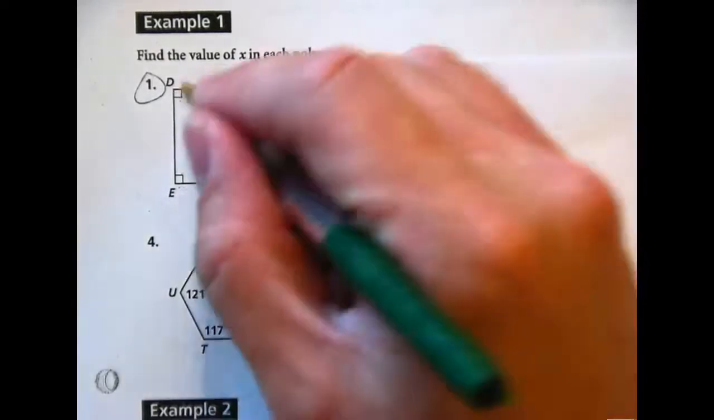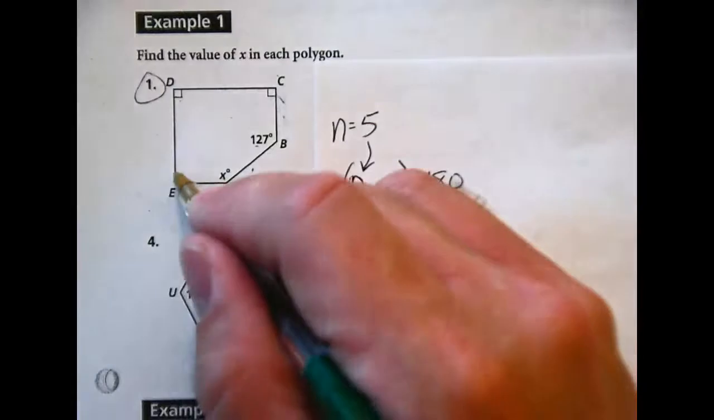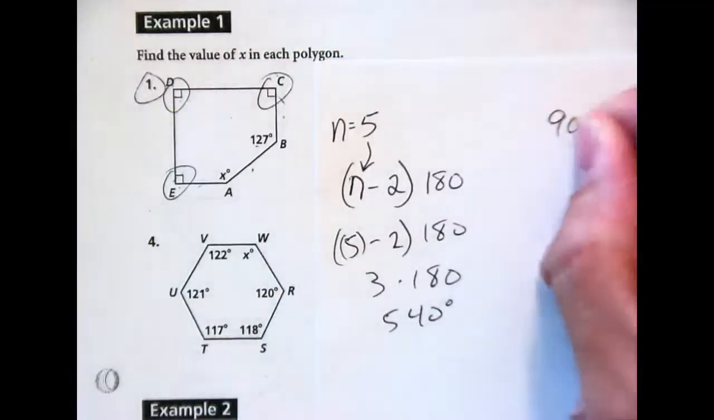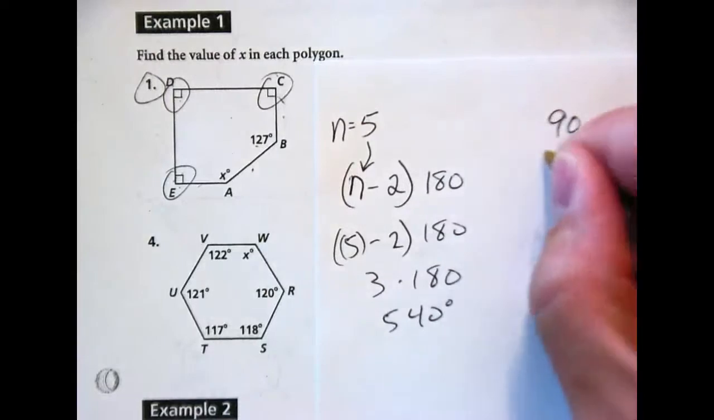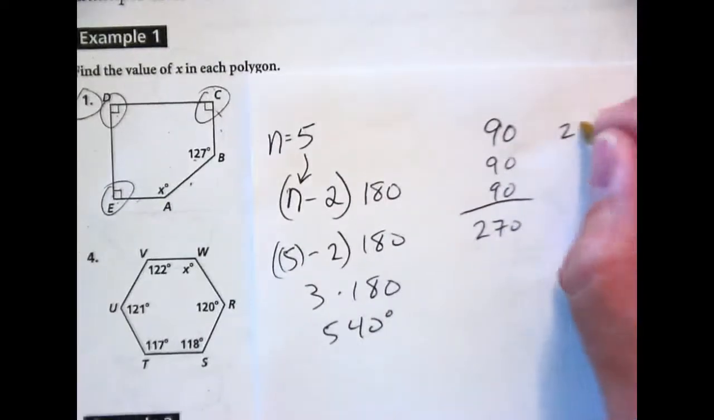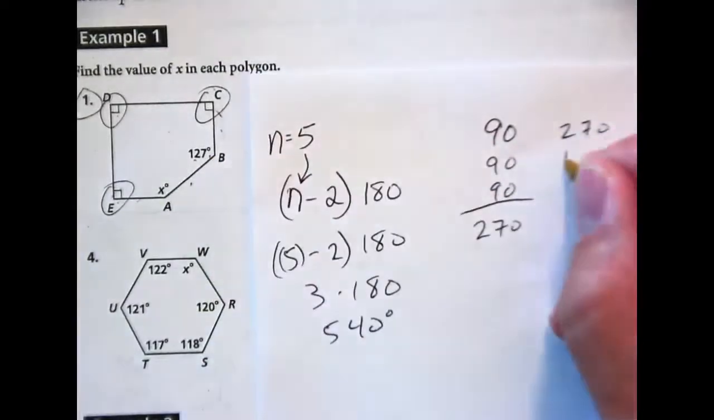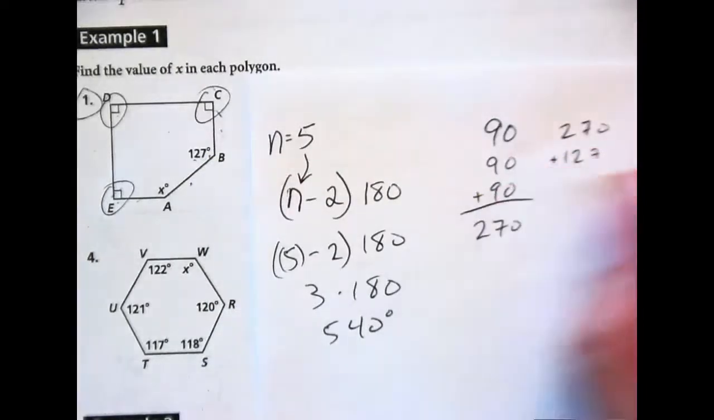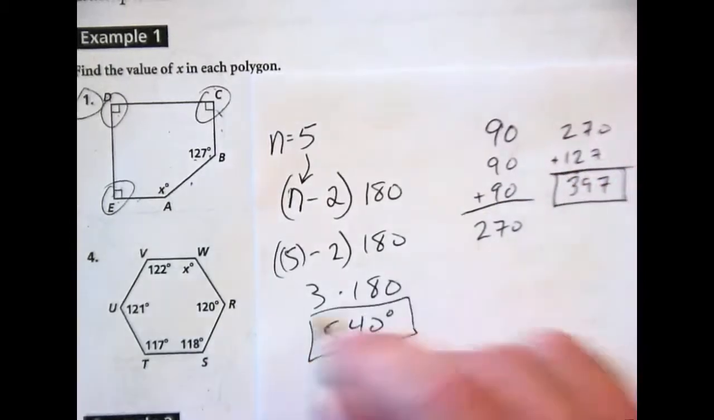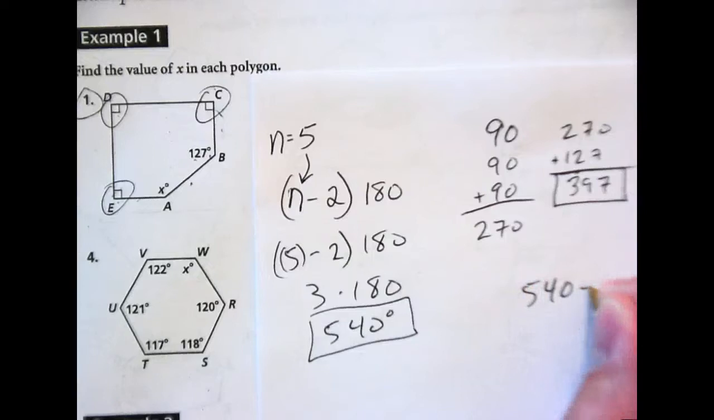Okay, that means all these have to add up to 540. Well, this is 90, and that's 90, and that's 90. So we get 90 times 3, or 90 plus 90 plus 90. That's 270. And we take that 270 and we can add another 127 to it. What are we at now? 397. So 397 is what we have. We need 540. So 540 minus 397 is going to be equal to our x.